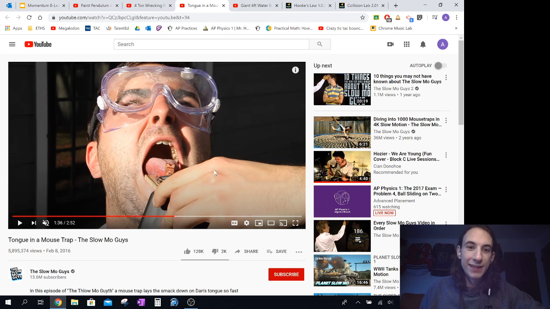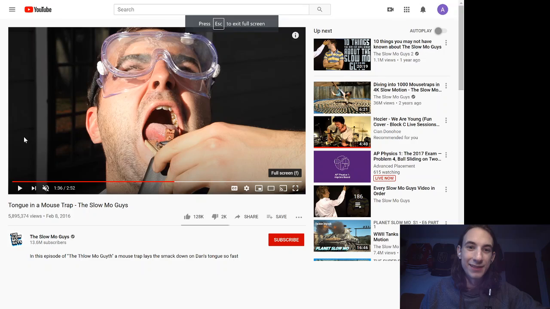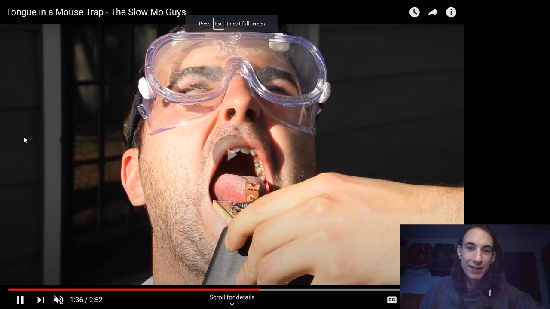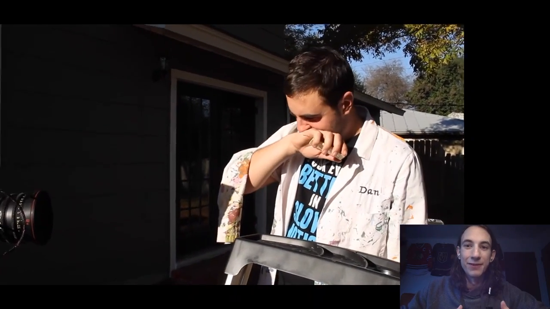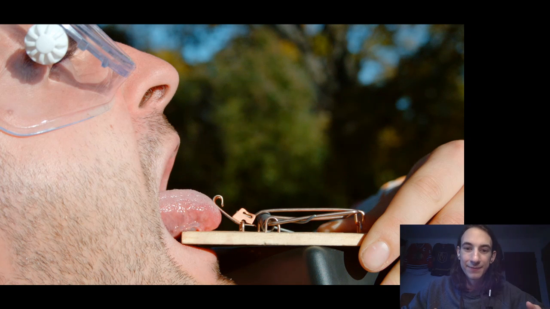Another example, I like this one a lot. This guy puts his tongue in the mousetrap. So you see, it clamps down on his tongue, it's gross. When this is happening, again, this force is happening over some amount of time.